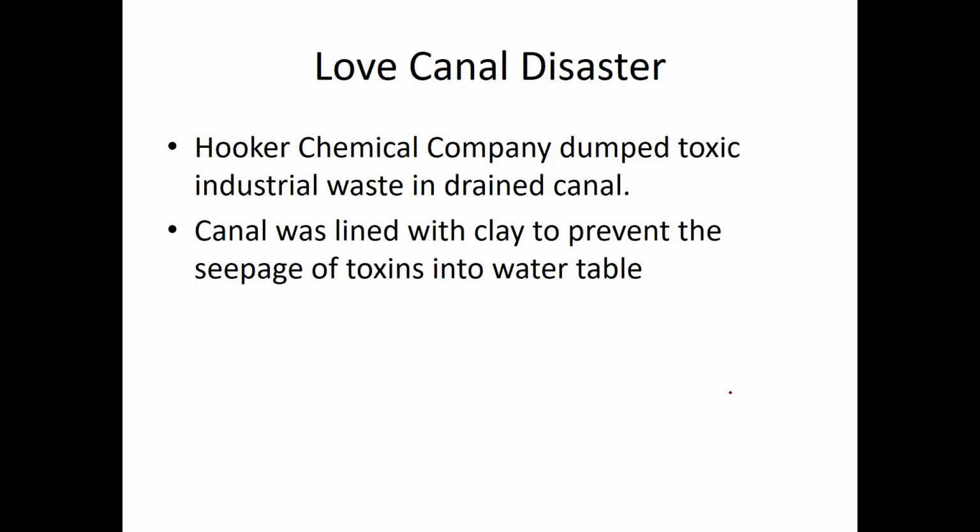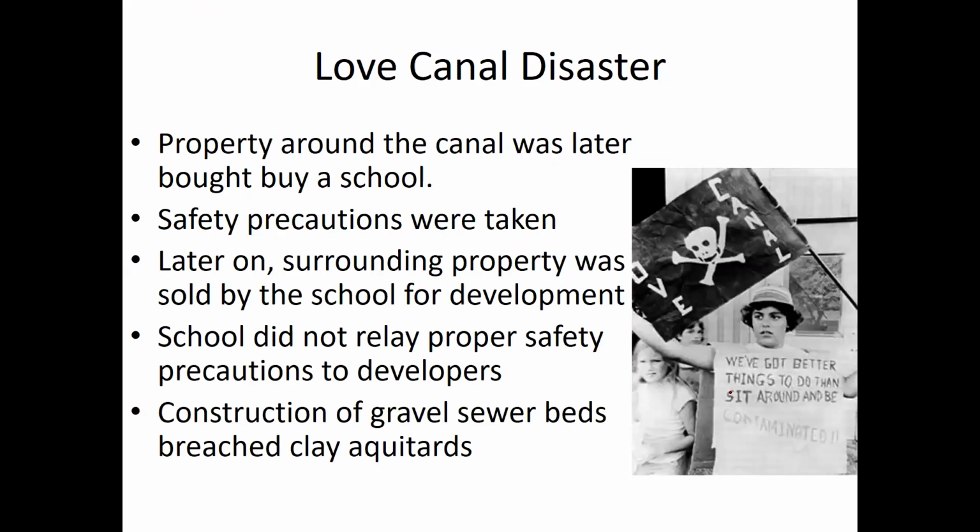But then this chemical company bought the canal. They lined it with layers of clay as an aquitard. So they took the proper precautions, and they were dumping the waste in it so it wouldn't seep into the water table. Later on, the property around the canal was bought up by developers, because this is outside Niagara Falls, and Niagara Falls was growing as a town, so developers wanted to build a school. To build a suburb, you basically need a school to serve the children, and then you develop the property around it, build houses, and sell those houses.